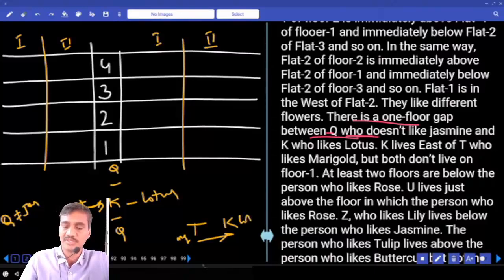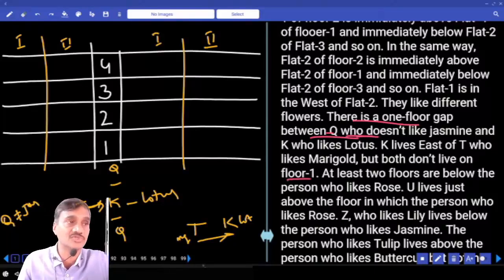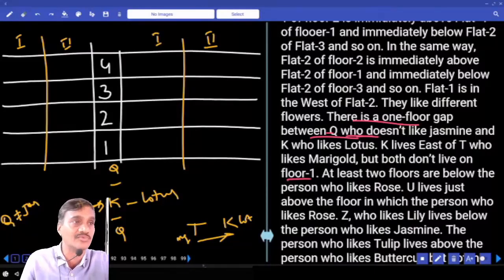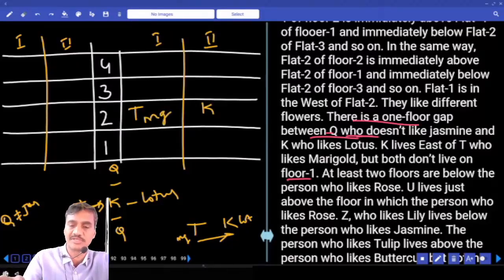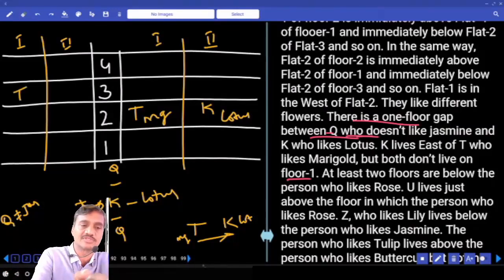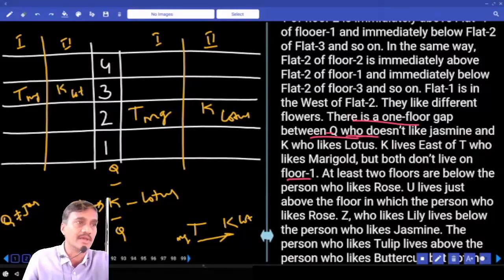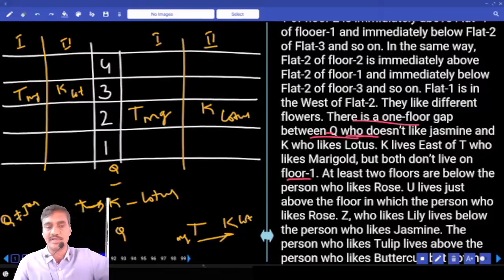K likes lotus, but both do not live on floor number 1. These two persons are not living on floor number 1. As these two are not living on floor number 1, now let us start with the second floor. And the second floor, T ikkada, K ikkada. Now if T and K were here, marigold is at this place, and K likes lotus. And next one, T marigold and K lotus, and inko possibility ఉంది, T marigold on the 4th floor as well.